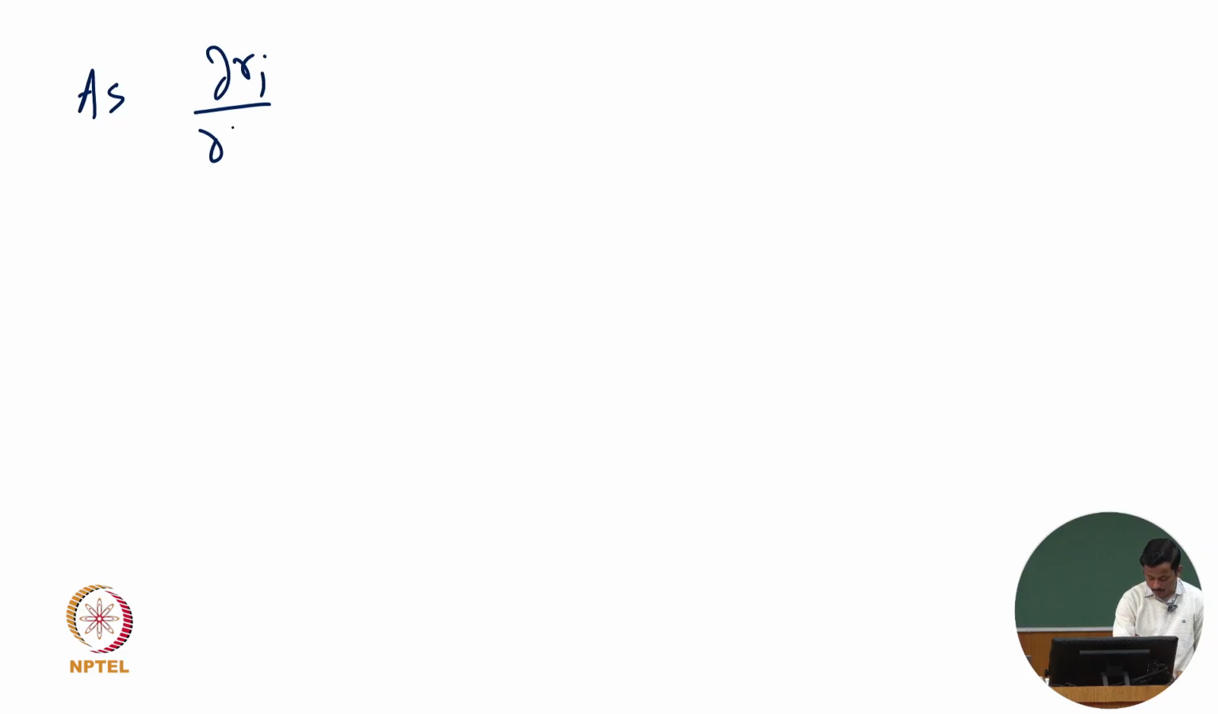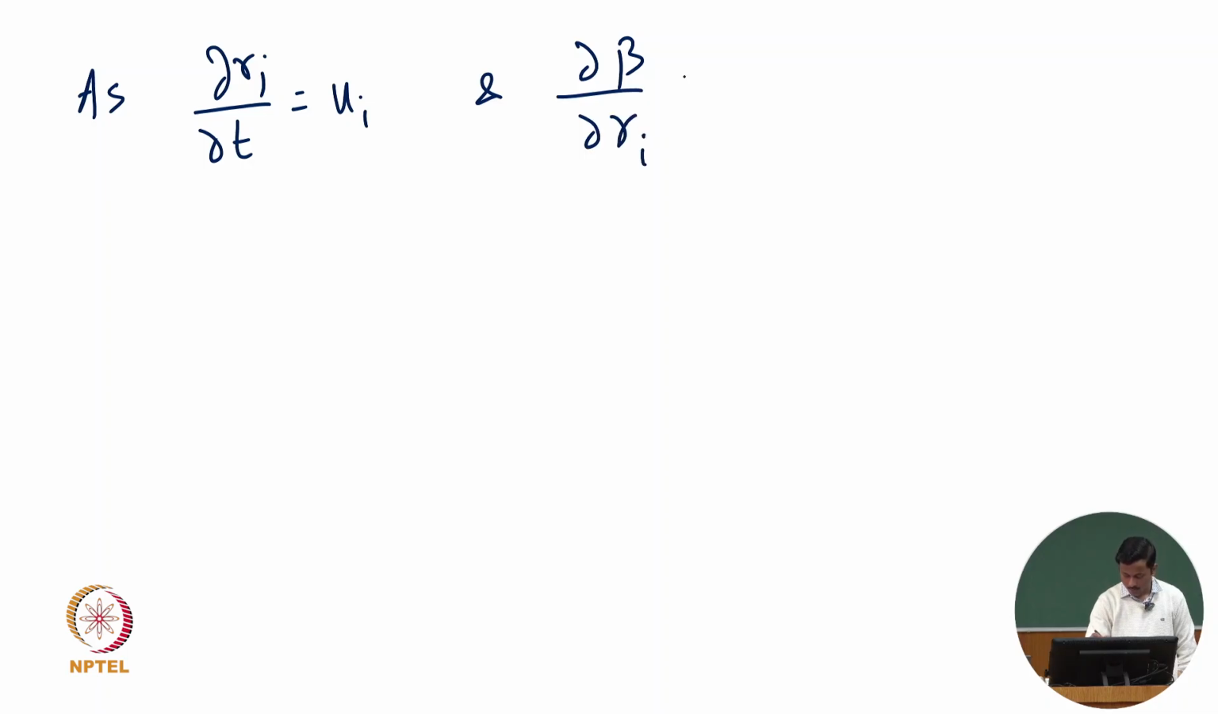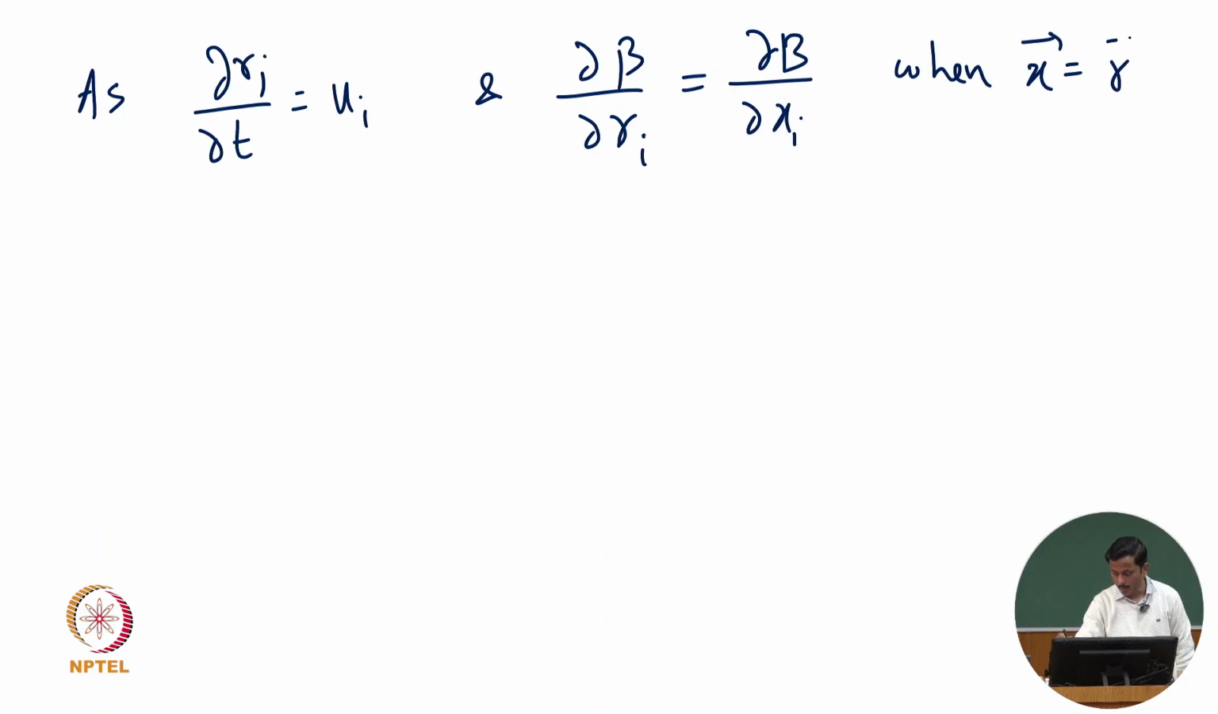As the partial derivative of the position vector is the velocity vector, I'm writing in component form, the partial derivative in one direction is the velocity in that direction, and the partial derivatives of B with respect to any one component of r can be represented as del B del xi when x equals r. This is what we have been saying. So we expand the previous expansion as so.